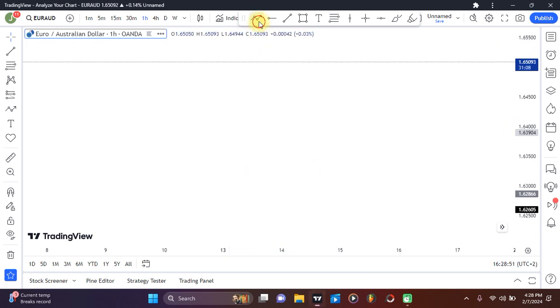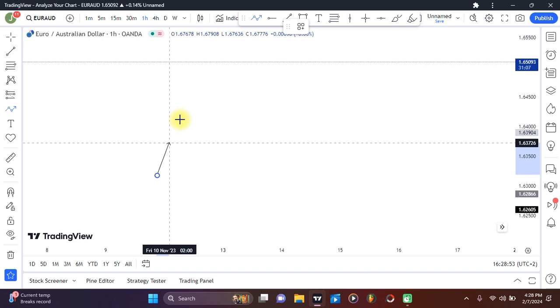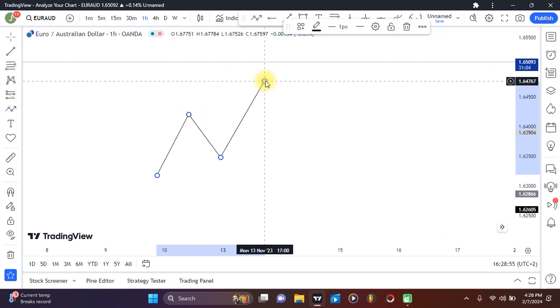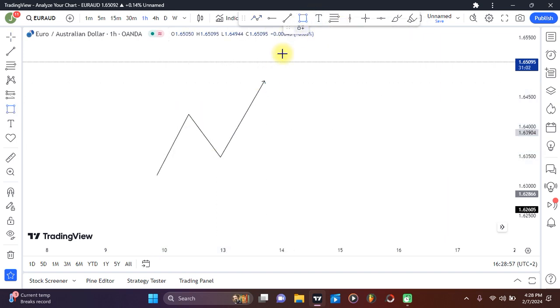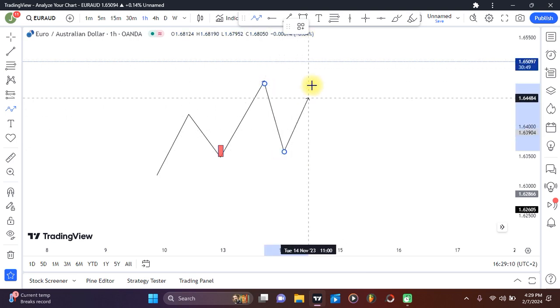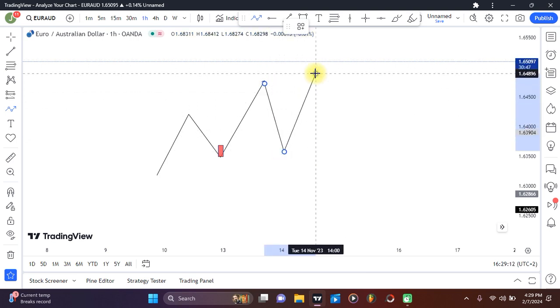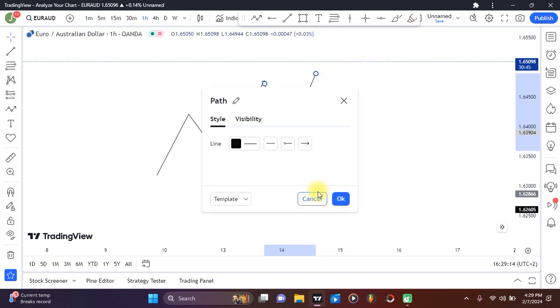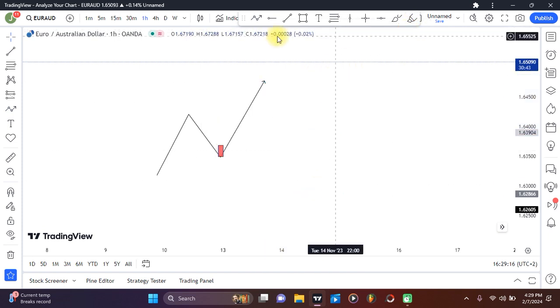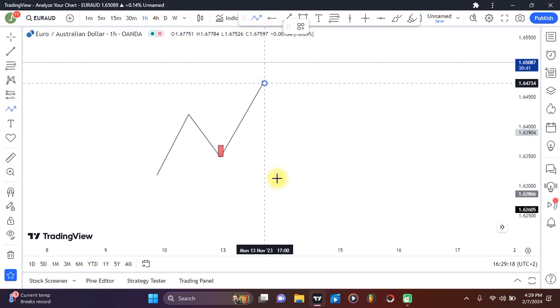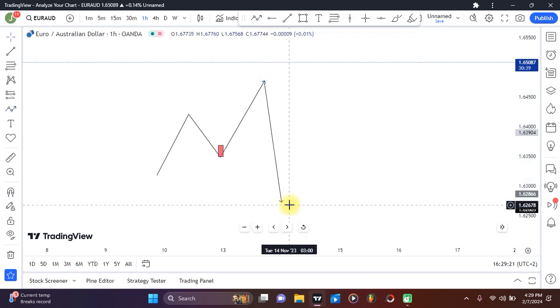Now let's say we were having a structure like this to the upside. Obviously our order block is around here. It's going to be the last bearish candlestick before a push to the upside. So this is going to be our order block. Let's say instead of pushing to the downside and then pushing to the upside, the market violates our order block and then continues to move to the downside like this. Now this becomes our breaker block.